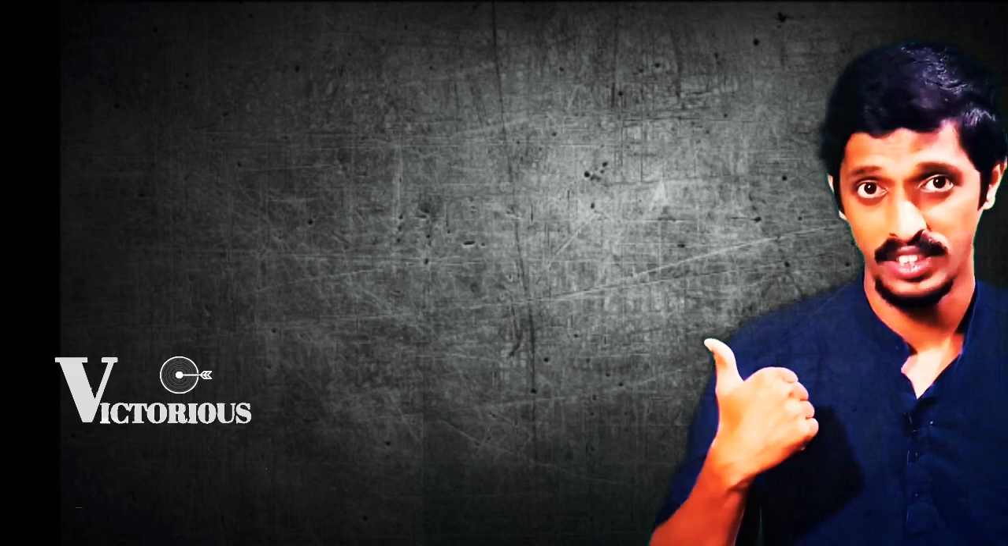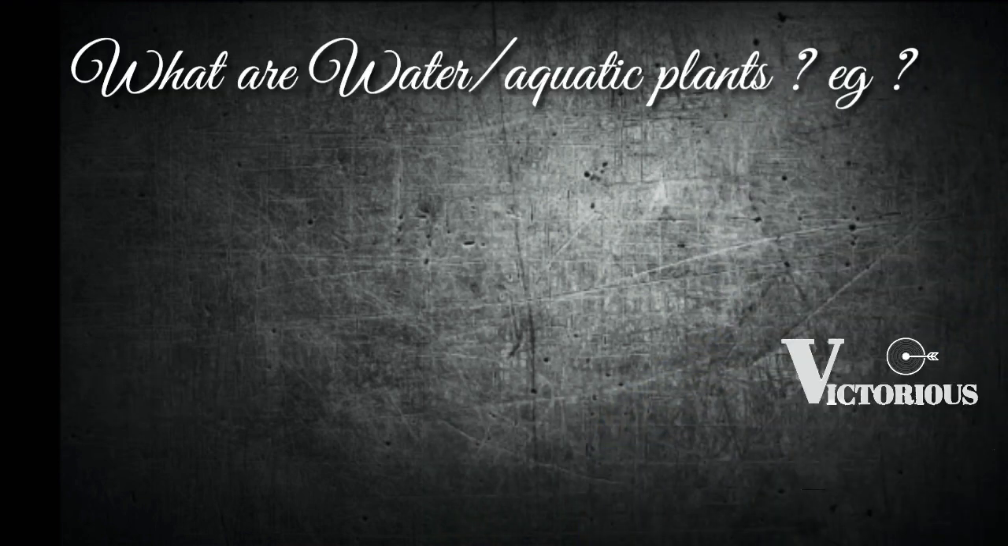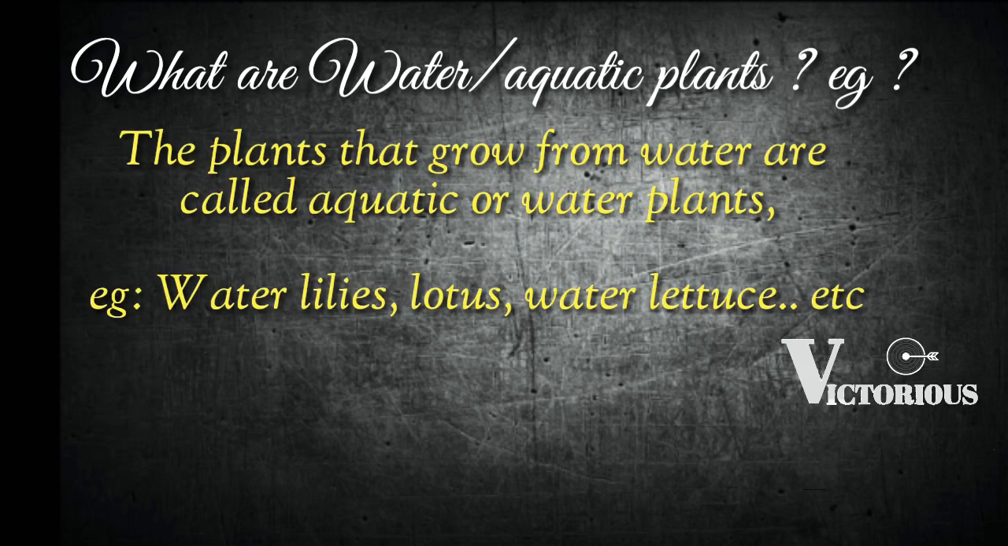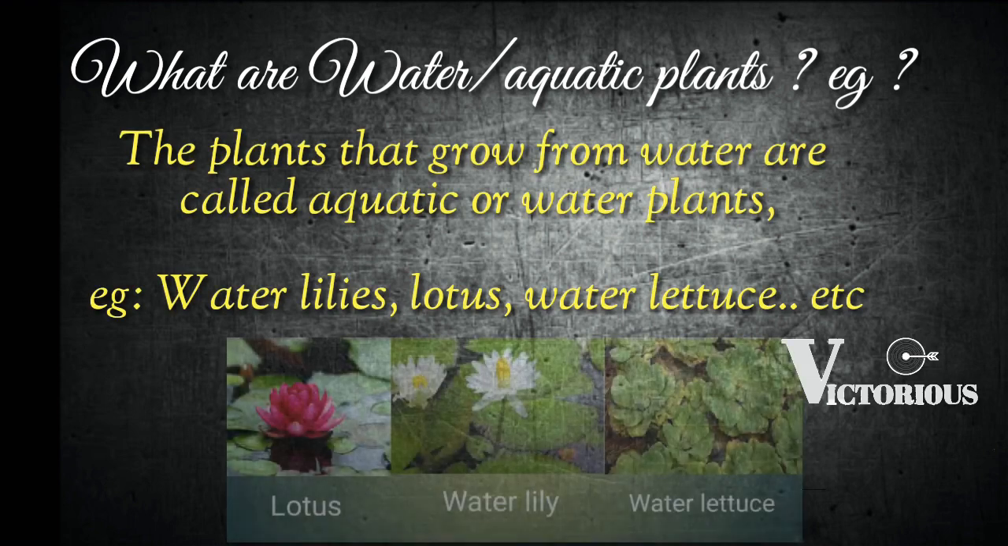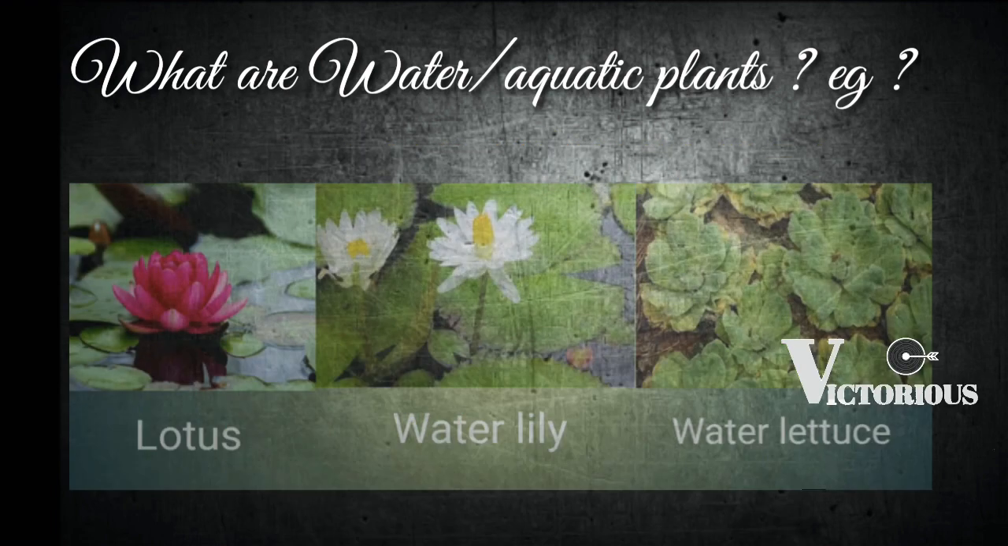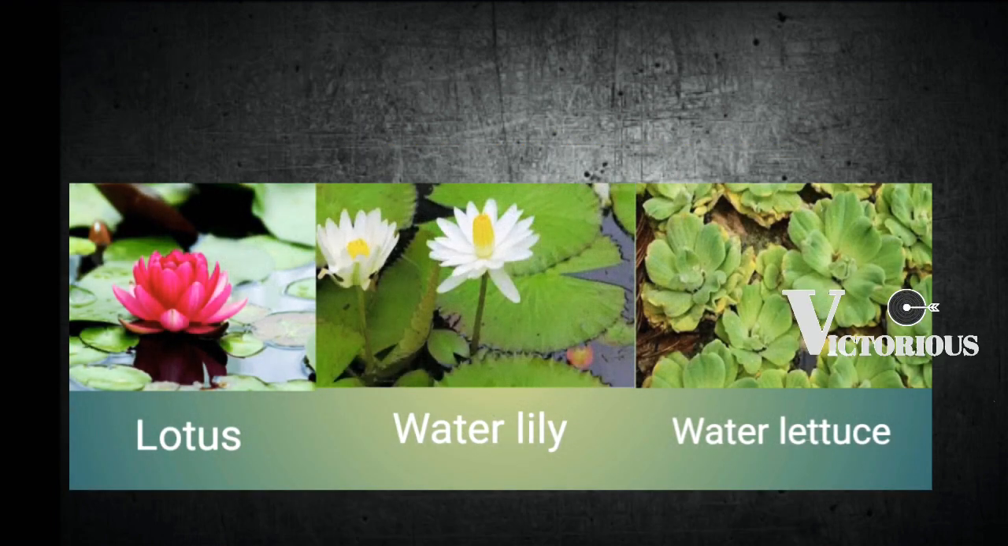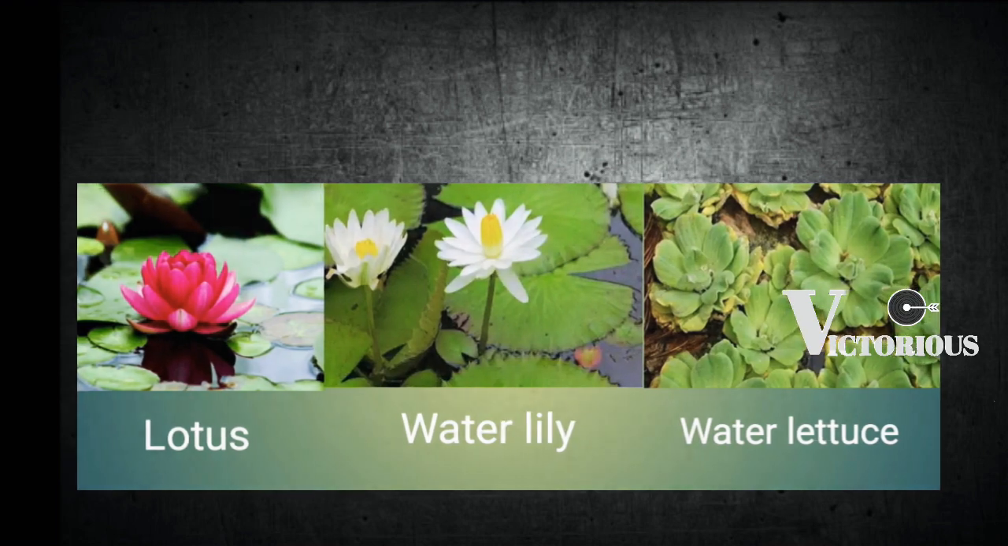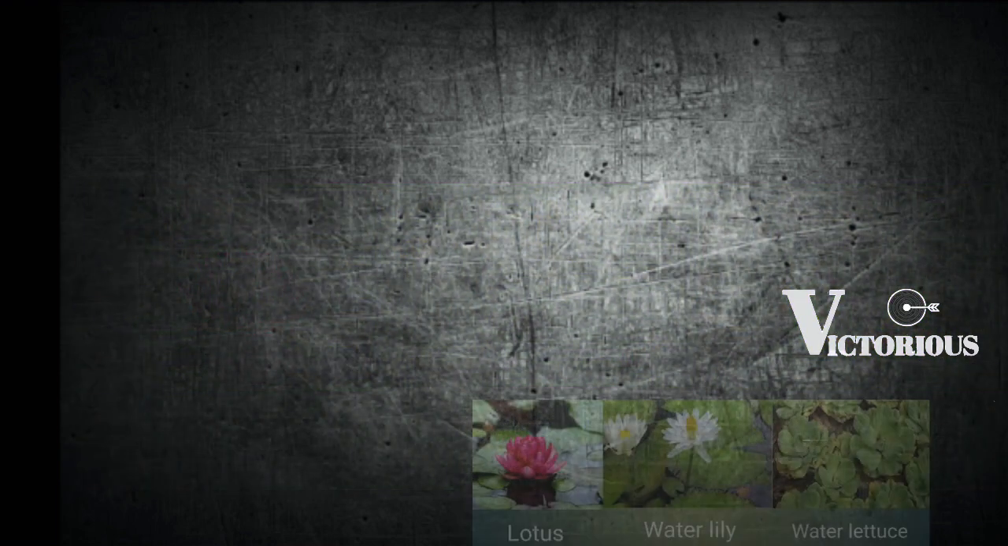Look at the board. Okay. Friends, first is first. What are water or aquatic plants and examples? The plants that grow in water are called aquatic or water plants. Examples are lotus, water lily, water lotus. Everything you already noticed, right? Very good. That's all our right answers. All these, lotus, water lily, are growing in water itself. That's why we call them water or aquatic plants.